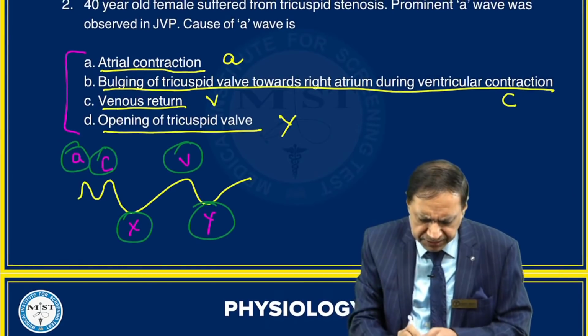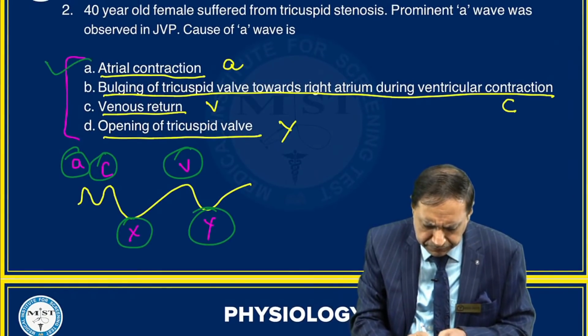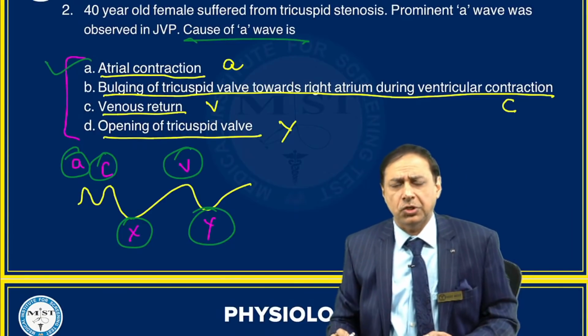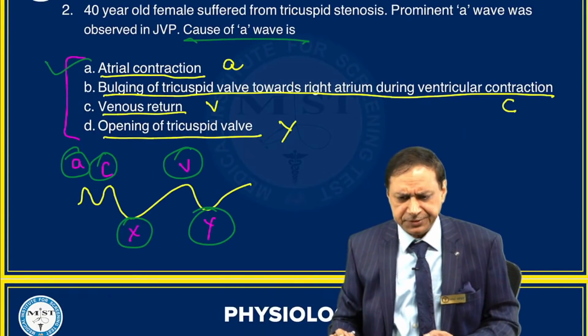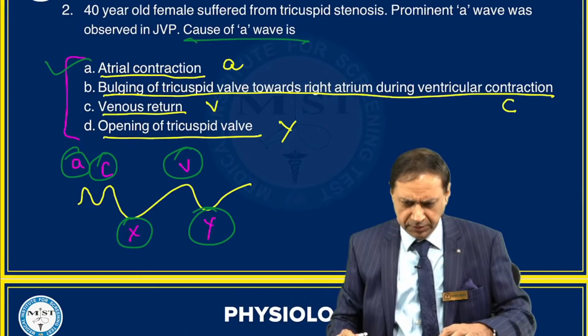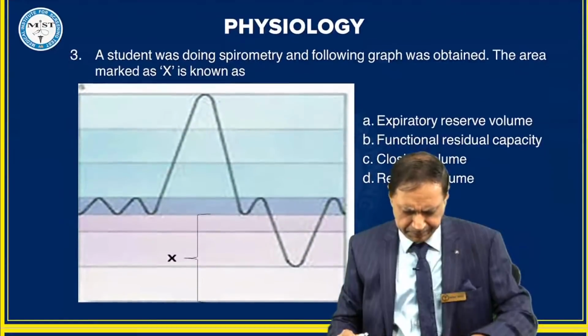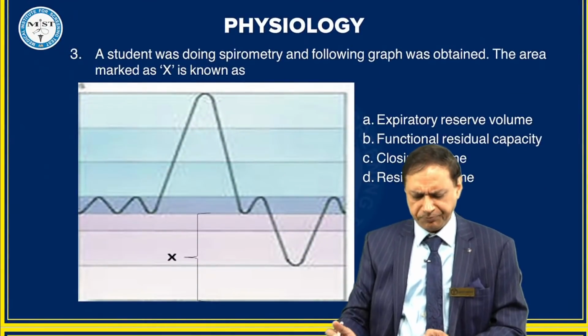So the answer here is very clear cut. Atrial contraction is the cause of the A wave, which is right. Maximum students are correct here. Okay, let's go to the next question.